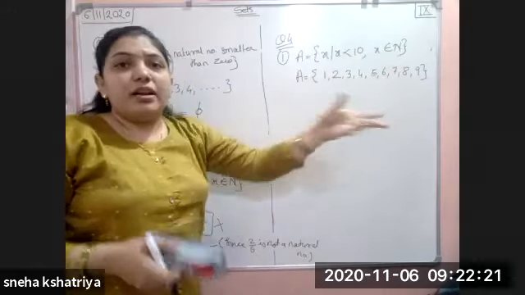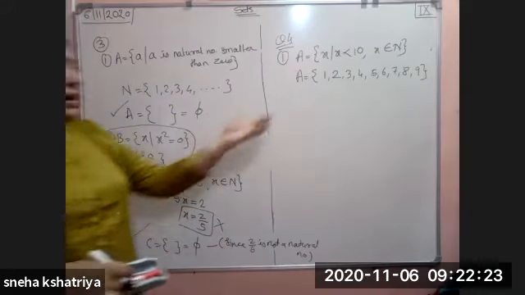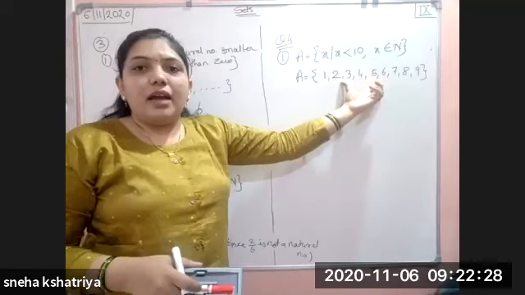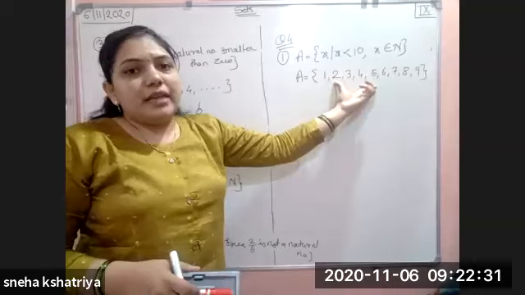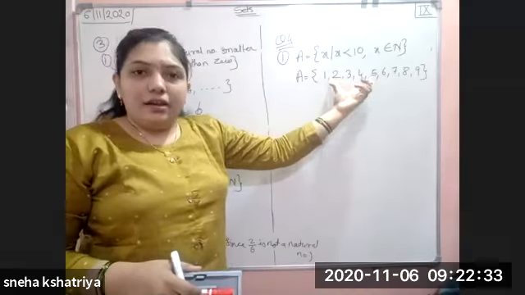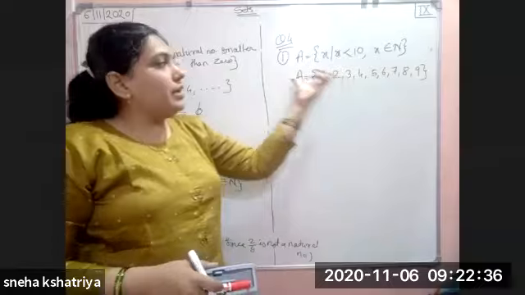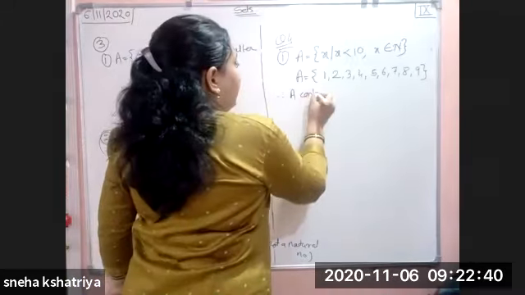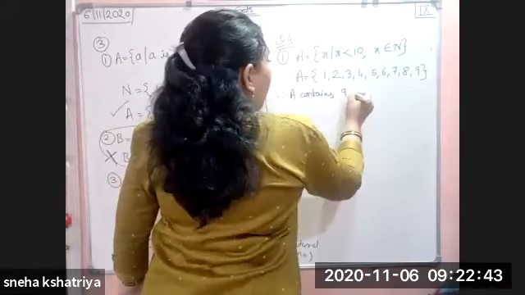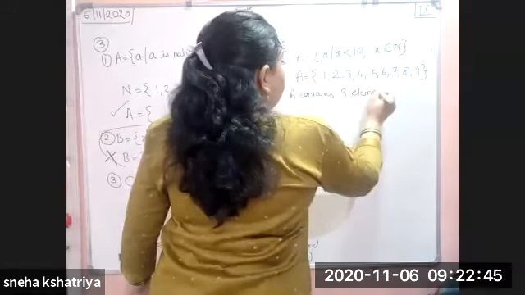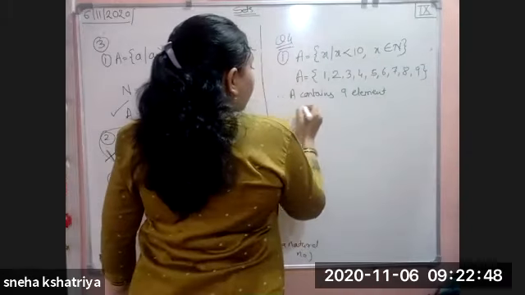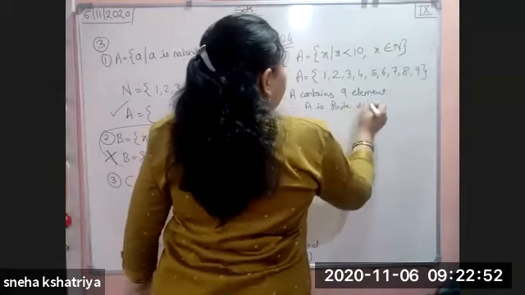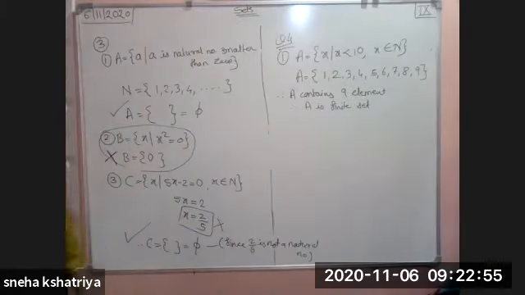So 9 is countable. You can finitely say how many elements are there. Here are 9 elements. In the set A, there are 9 elements, which is countable. That's why it becomes a finite set. Therefore, A contains 9 elements. Therefore, A is a finite set.